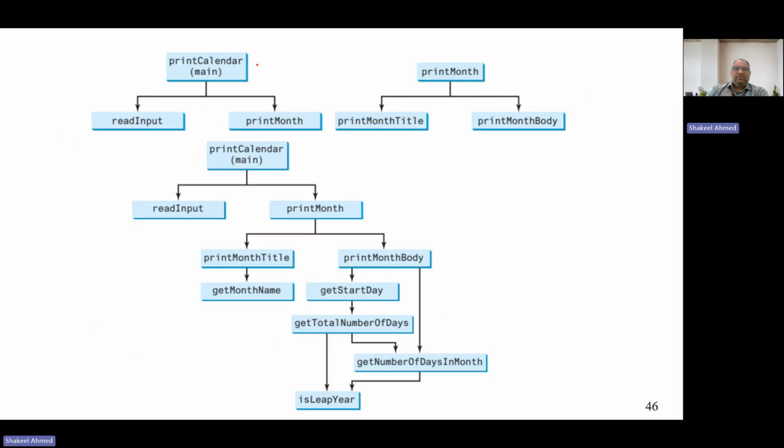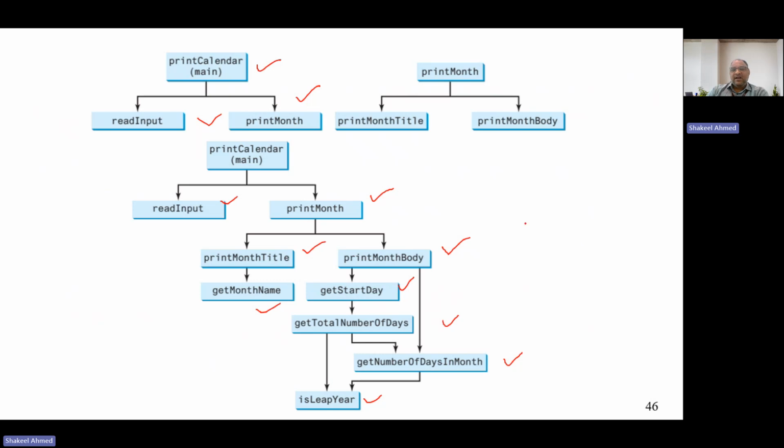So you can see that in the program's main method, you can read the input, print the month, read the input, print the month, similarly. And in the print month, you can print the title, print the body, get the month starting date, get the start date. So the program can be broken down into smaller things, and it will reduce the complexity.